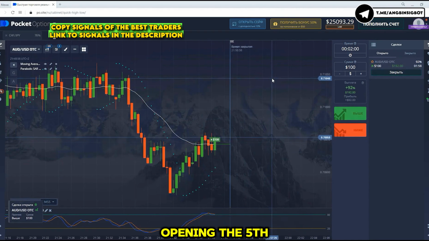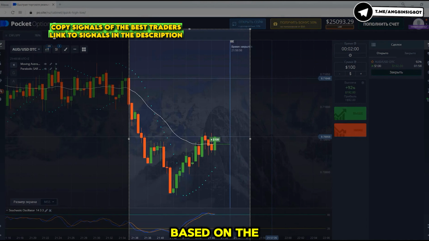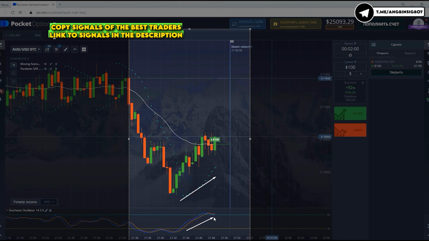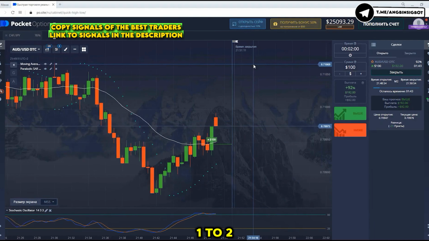We are already opening the fifth trade if I'm not mistaken. Everything is still based on the indicators, everything is still obvious, everything is simple. An upward movement, there shouldn't be any problems here either. I hope there will be a profit. If there is a profit, it will be the fifth win in a row. We need to make at least 1 to 2 more.